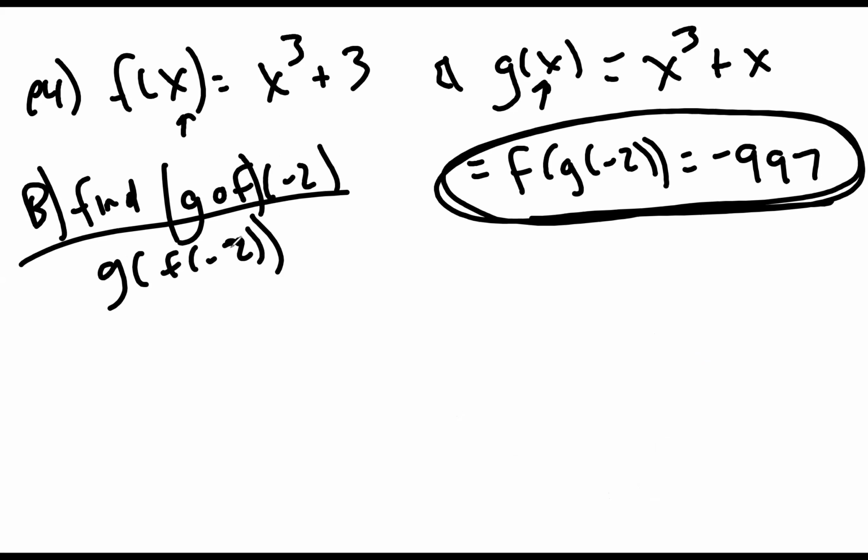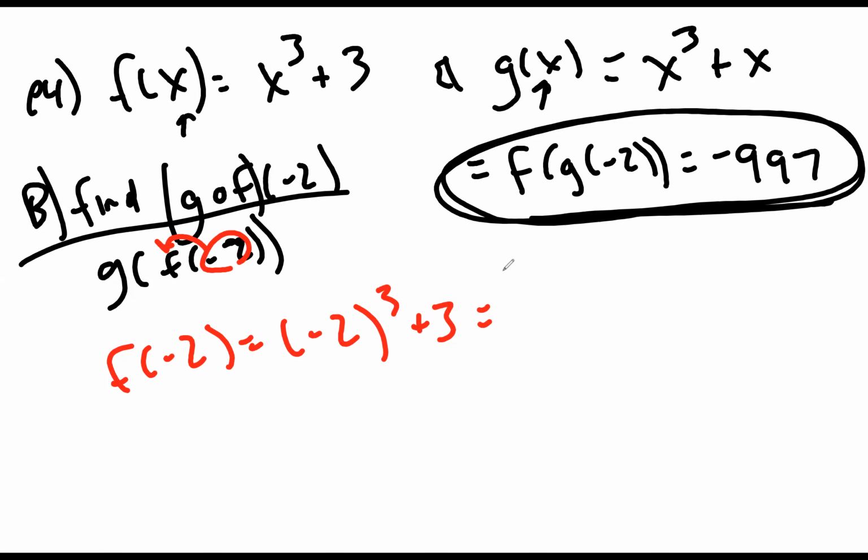And so what's going to happen is I'm going to take -2 and put it into F first. And so I will have F of -2. And that's going to be -2 to the third plus 3. Well, when I do this calculation, -2 to the third is -8, plus 3 is -5. Okay, and so then this F of -2 has turned into the number -5.